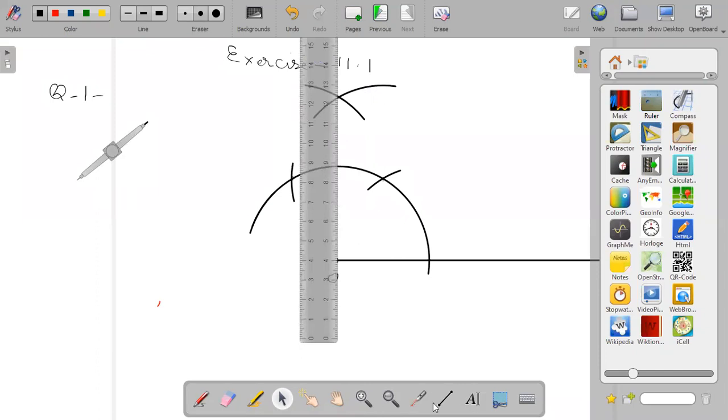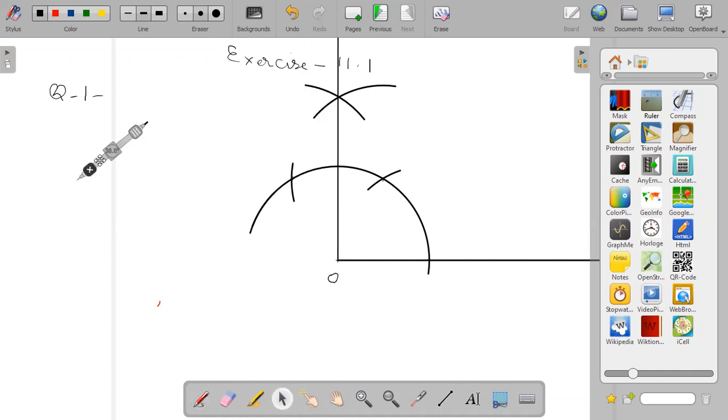So almost 90 degrees. So we get a 90-degree angle here. This is 90 degree. This angle is 90 degrees. So our question was to draw 90 degree using compass.